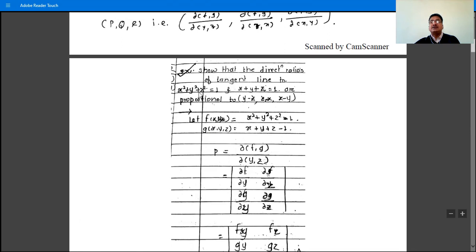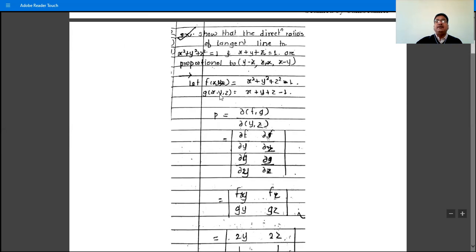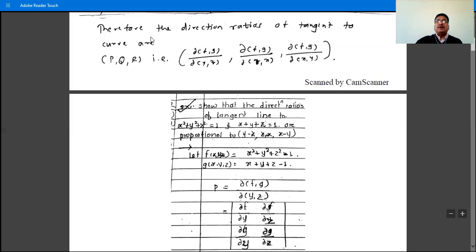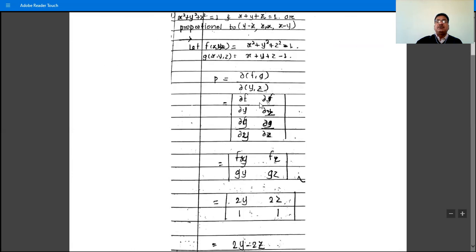We have to show that the direction ratios of the tangent to this curve are proportional to y minus z, z minus x, x minus y. That is, they are multiples of these three. Now we will find the direction ratios using this procedure. The direction ratios of the tangent to the curve are P, Q, R. That is, find the values of P, Q, R.